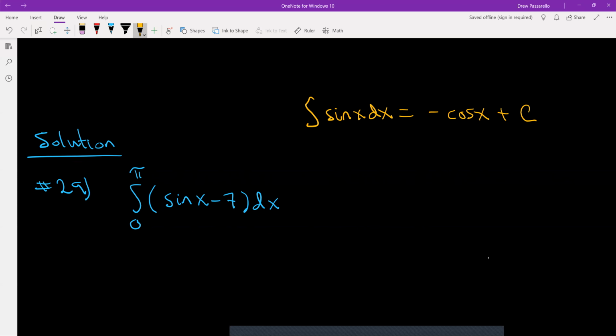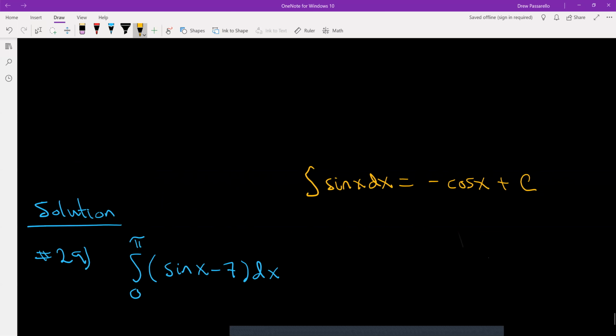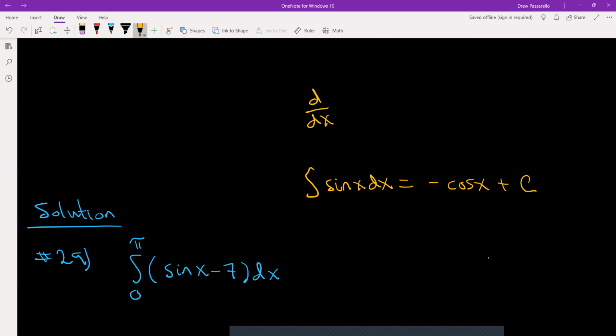Most people get them mixed up because there's a minus sign when you integrate sine, but when you take the derivative of cosine, it's negative sine. So the derivative of sine is positive cosine, but when you integrate sine, it's negative cosine.